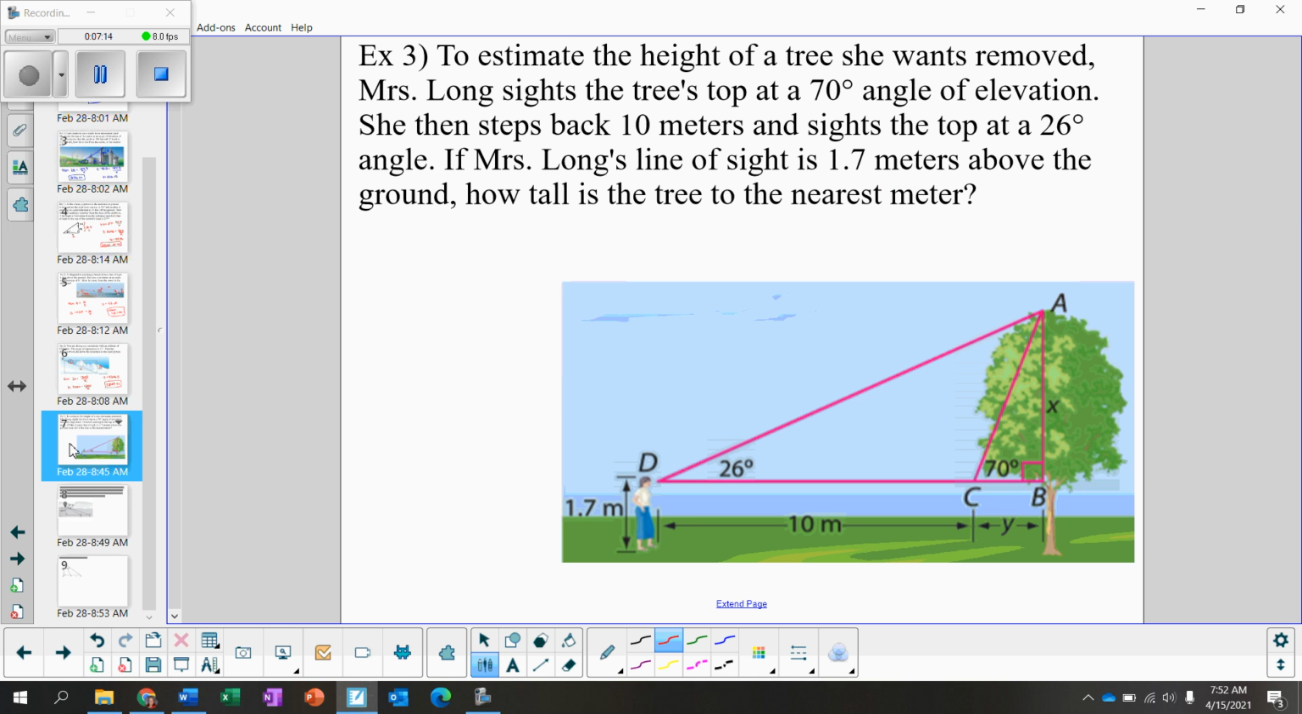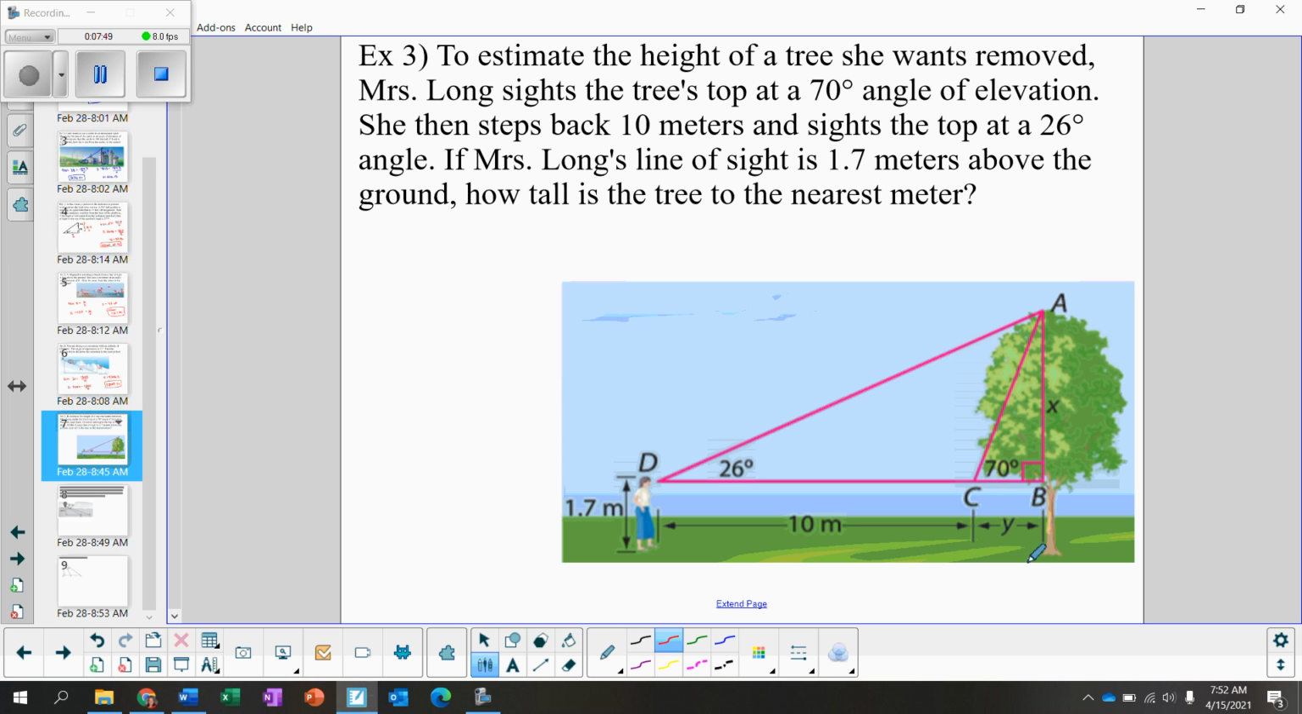Our next problem gets a little more complicated. Mrs. Long sights the tree at a 70-degree angle of elevation. So from her line of sight, which is 1.7 meters above the ground, she sights the top of the tree. Oh, she was standing here first, sorry, at a 70-degree angle of elevation. She moves back 10 meters, and now her angle of elevation to the top of the tree is 26 degrees. We want to find out how tall the tree is.